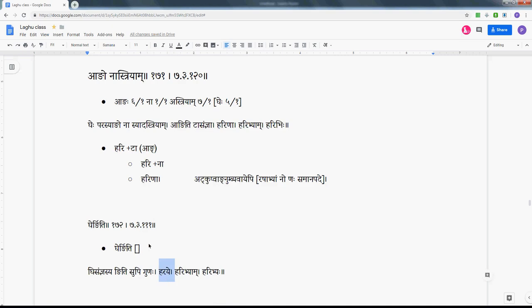Before doing this he does Haraye, Ekara Hi Hai Nye. So Hari plus Nye, he derives, so we'll go there. Haribhyam, Haribhyah, he just mentions it because you don't need additional sutras here. He has already covered Hari, Haribhyam, Haribhihi. So here you don't need any additional sutras.